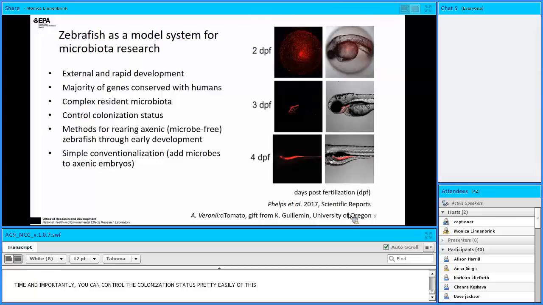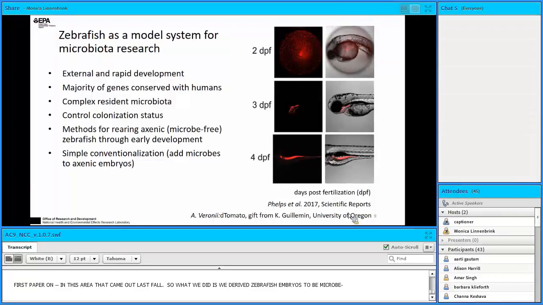So you can rear zebrafish to be axenic or microbe-free through early development, and you can conventionalize or add microbes back to axenic or microbe-free zebrafish just by introducing these microbes to the water. So you can add back diverse mixes of microbes, you can add back single strains to test different hypotheses. And this is illustrated in the figure on the right that is from our first paper in this area that came out last fall. So what we did is we derived zebrafish embryos to be microbe-free.